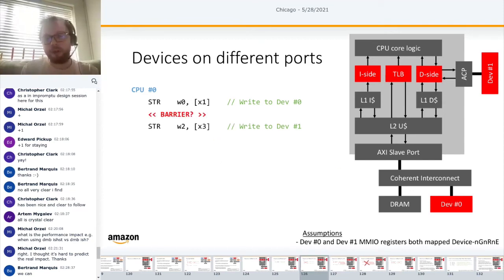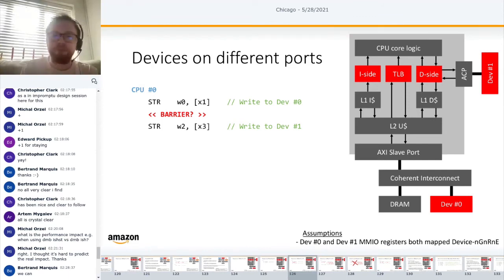So thinking about what we've seen before, asking ourselves, would I be annoyed if these two things got reordered with respect to one another? Yes, I would. I've just been saying it's imperative that they are kept in order. Can they be reordered with respect to one another? Well, I've mapped these things as nR, right? Device nGnRnE. So that nR means non-reordering, right? So they can't be reordered with respect to one another. Well, let's just for a second say they can be reordered with respect to one another, and we'll see why in a moment. Okay, so I do need a barrier.